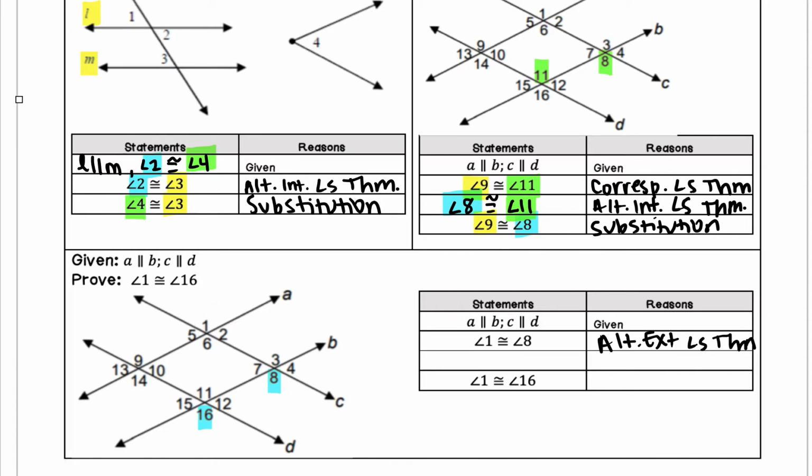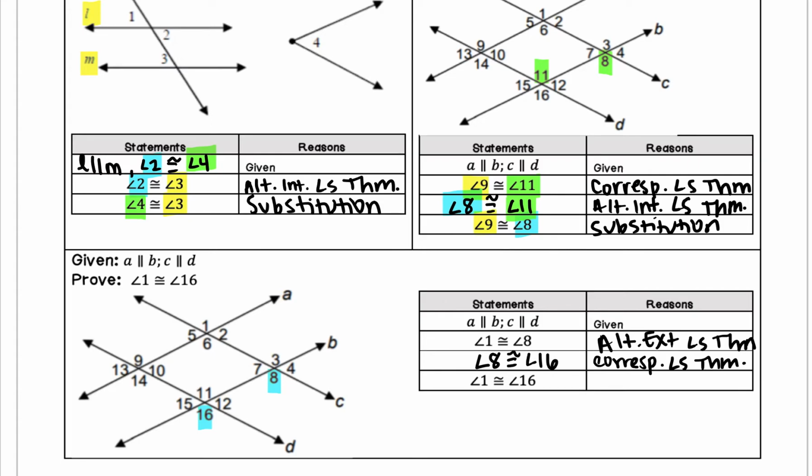If I just ignore angle 1 and focus on 8 and 16, I can see that those are both on the right side of their transversal. They're below transversal B, and they are to the left of their parallel line there. So they are in the same position, which means that they are corresponding angles. And we know that the corresponding angles theorem states that corresponding angles, when the lines are parallel, will make congruent angles. So we can set angle 8 congruent to angle 16.